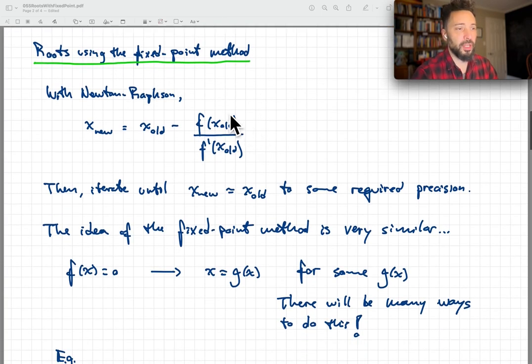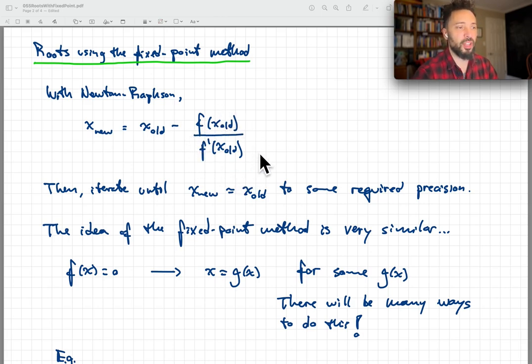With Newton-Raphson, we had a fundamental equation that looked like this. We defined a new approximation to our root given by our old approximation, or our starting point, minus the function evaluated at that point divided by the derivative of the function evaluated at that point. Of course, we had to be careful that this derivative was not too close to zero, certainly not exactly zero, otherwise this would blow up.